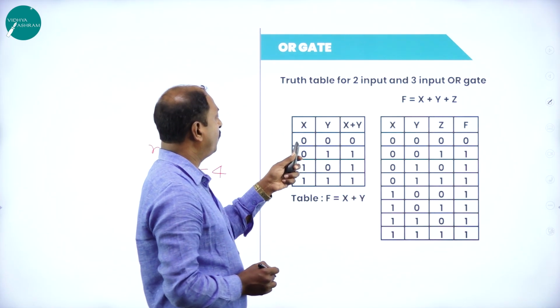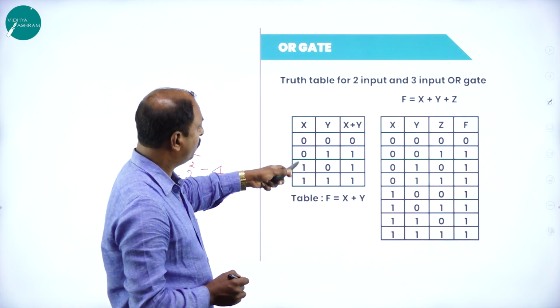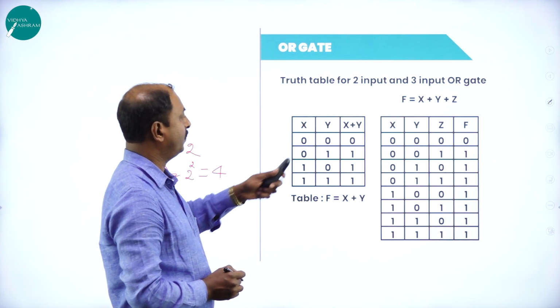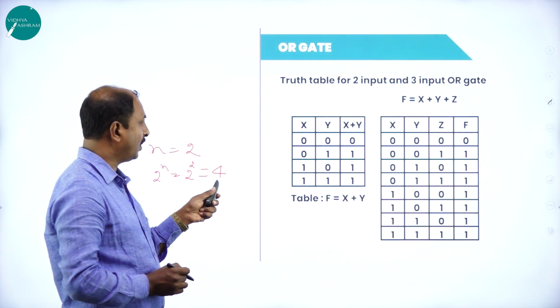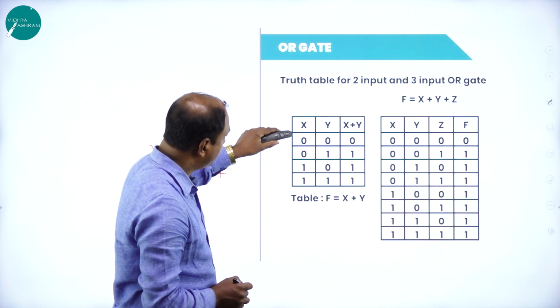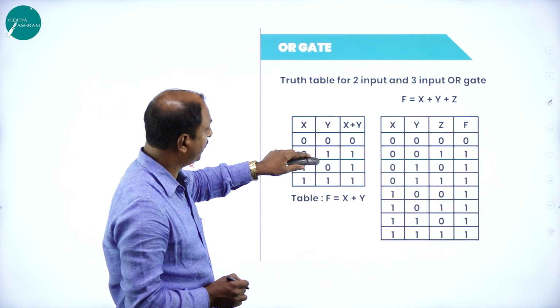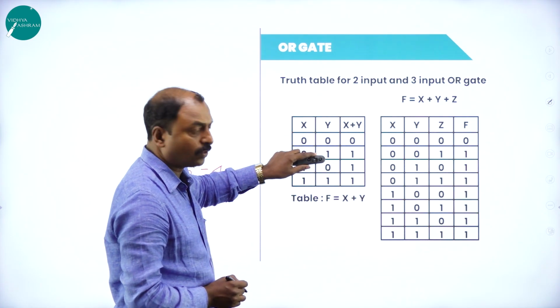So here, what are the different combinations? 0 0, 0 1, 1 0, 1 1. So here there are 4 combinations. Half of 4 is 2. We write for the first variable 2 zeros, 2 ones. Then half of 2 is 1, so 0, 1, 0, 1.